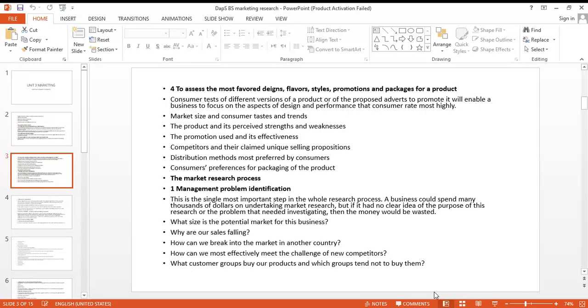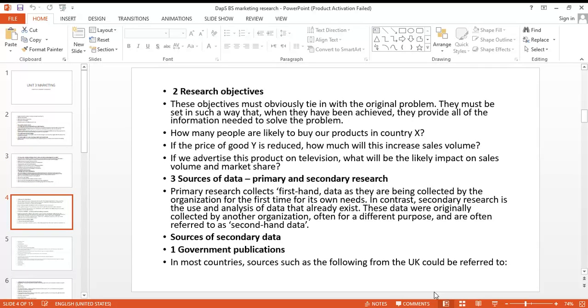For example, maybe you want to research your sales trends. If my sales are falling, why are they falling? If a new competitor has come in, then how can I meet the challenge of that new competitor? Now, this is the management problem. It should be clear in your mind before you undertake the research.